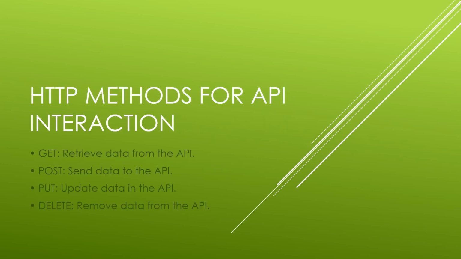Next, let's take a look at the HTTP methods used to interact with APIs. The most common methods include GET, used to retrieve data from an API; POST, used to send data to the API, often to create new resources; PUT, used to update an existing resource; and DELETE, used to remove a resource from the system.